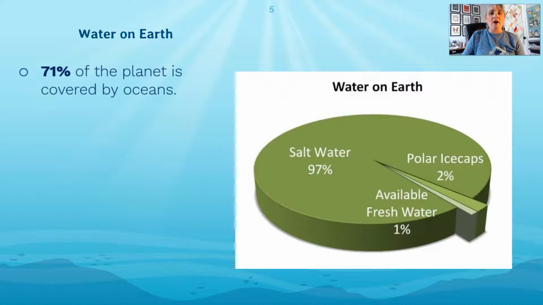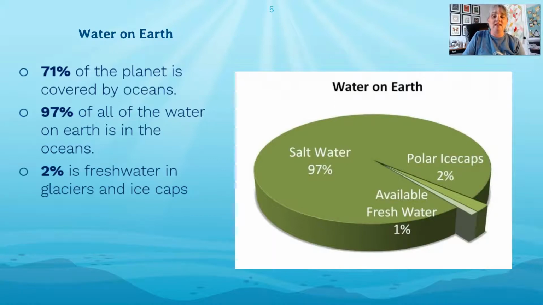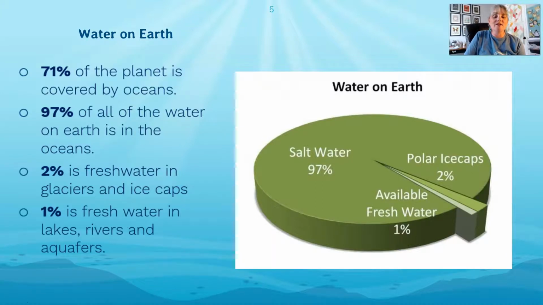All right, water on Earth, before we really start talking about the oceans. Of all the water, or of our planet, 71% of it is covered by oceans, 71%. So that means only 29% is covered in continents. But of the water, 97% of all the water on the planet is in the oceans. And that means 2% is fresh water in glaciers and ice caps, so like Antarctica and glaciers, floating pieces of ice. And that means only 1% of our water comes from lakes and rivers and aquifers, which is water underneath the ground.